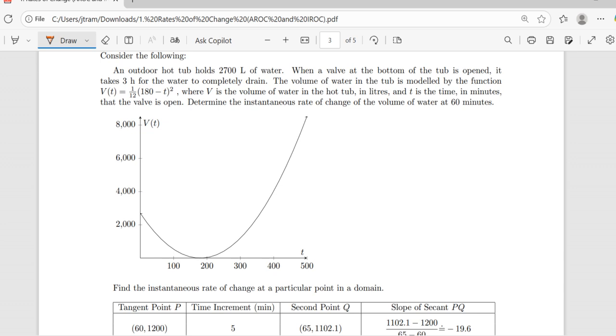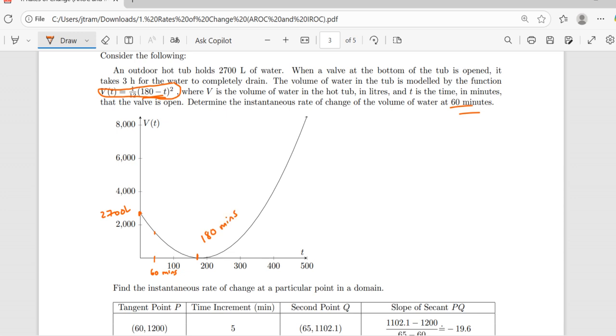Now, if I look at this function, it is a quadratic function, a parabola. We have 2,700 to start with, and it is asking about 60 minutes, which is about right there. You can see our x-intercept is 180, which means it takes about 180 minutes, or 3 hours, to completely drain.